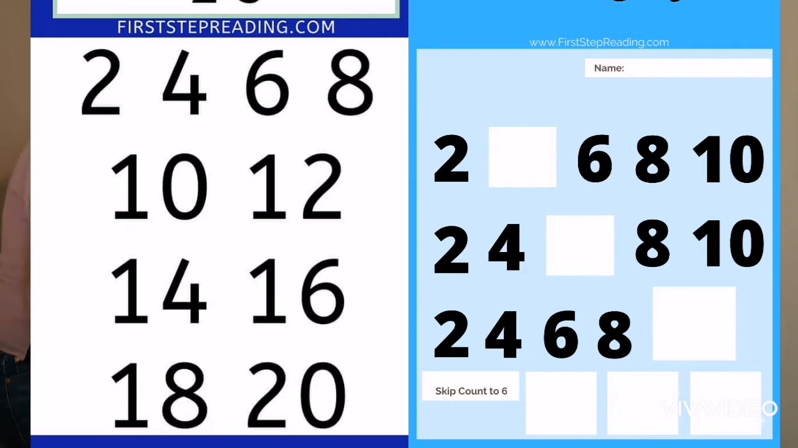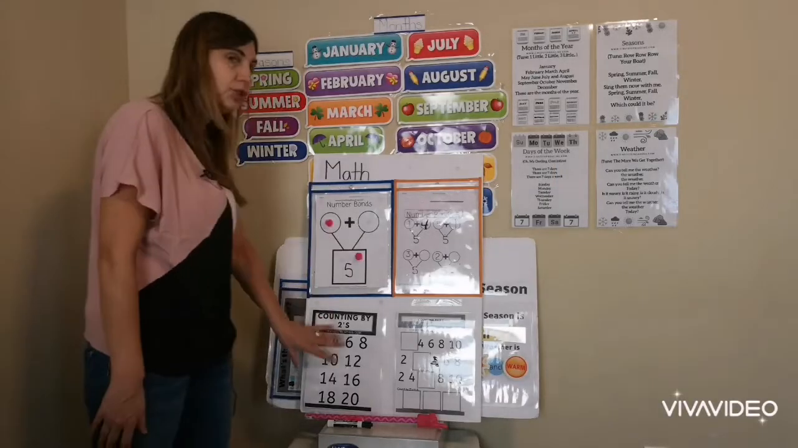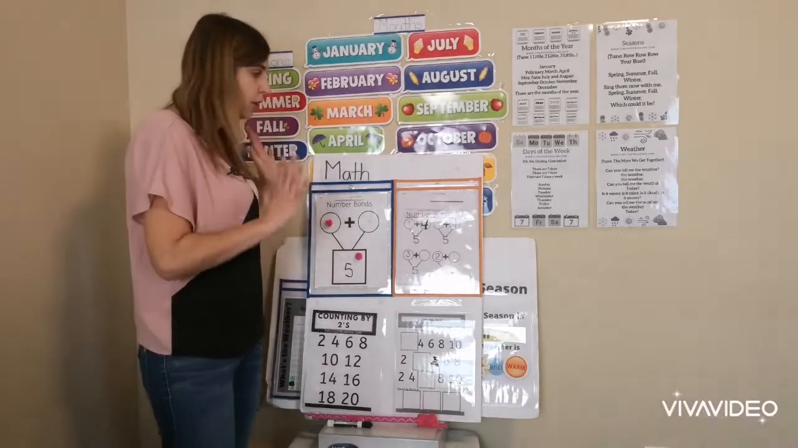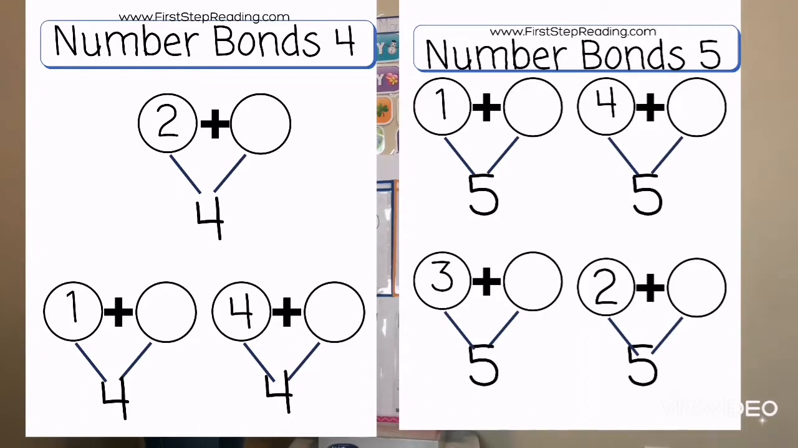So next we're going to do counting by twos, and our counting by twos worksheet you can do as review. 2, 4, 6, 8, 10, 12, 14, 16, 18, 20. Let's do it one more time. 2, 4, 6, 8, 10, 12, 14, 16, 18, 20. That is counting by twos. Please practice because you don't want to forget. So that is our math for today. Number bonds and counting by twos.